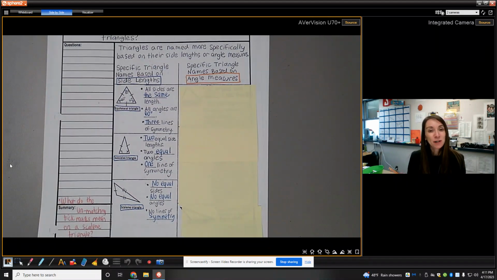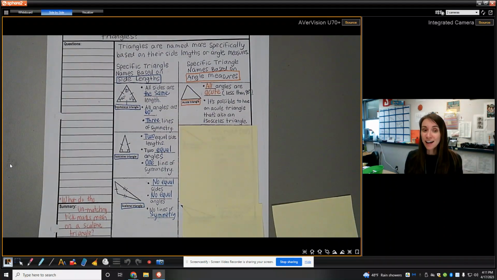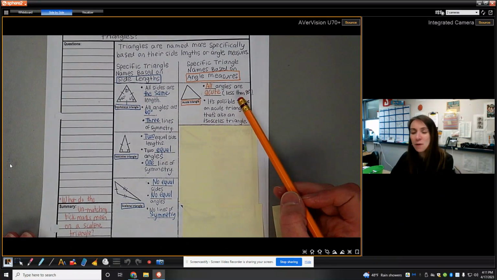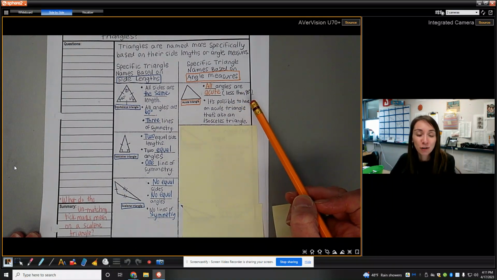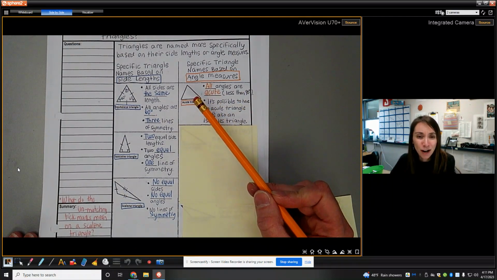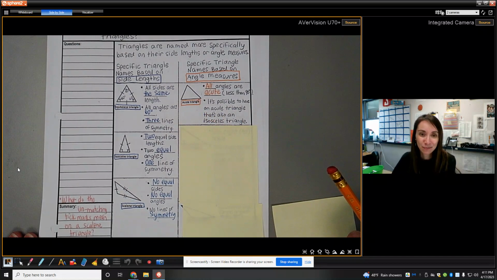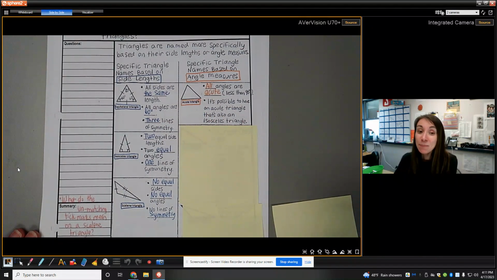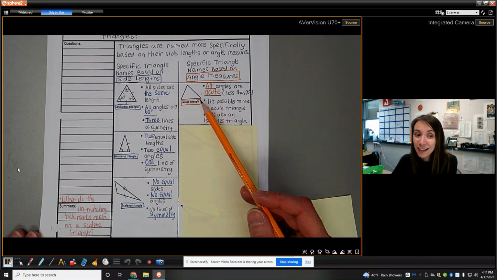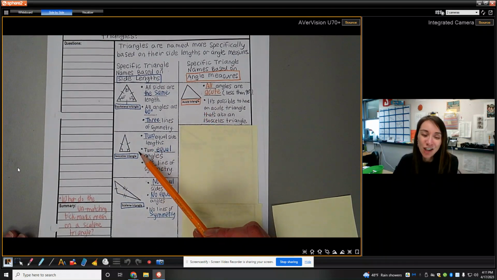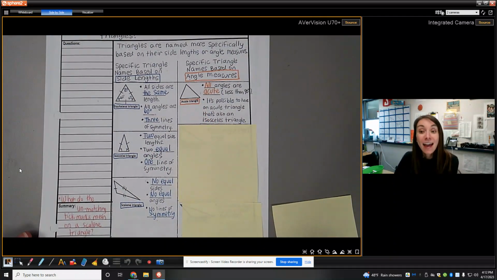What we're going to do next is we're going to take a look at specific triangle names based on their angle measures. Our first triangle is an acute triangle. With acute triangles, all the angles are acute, which means all the angles within an acute triangle are less than 90 degrees. And just so you know, it's possible to have an acute triangle that's also an isosceles triangle. It just depends on their overlapping characteristics.